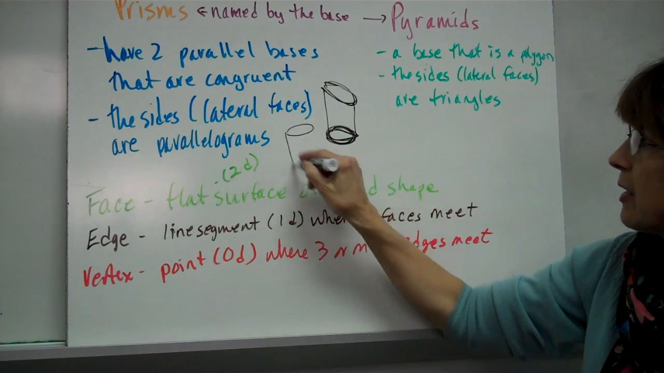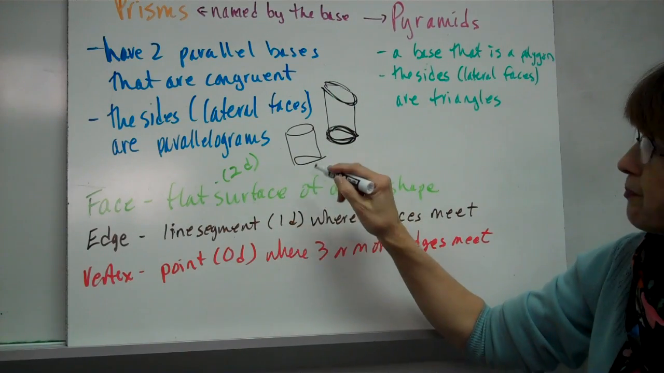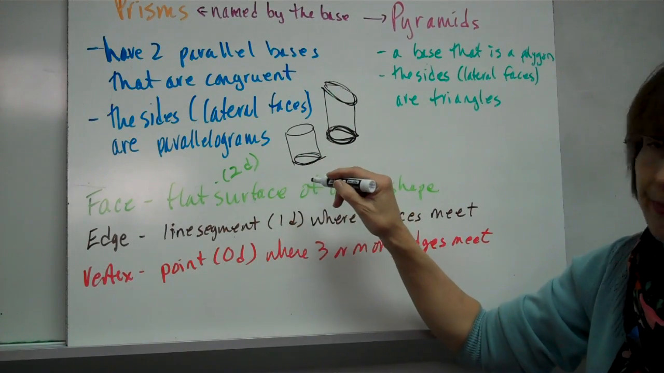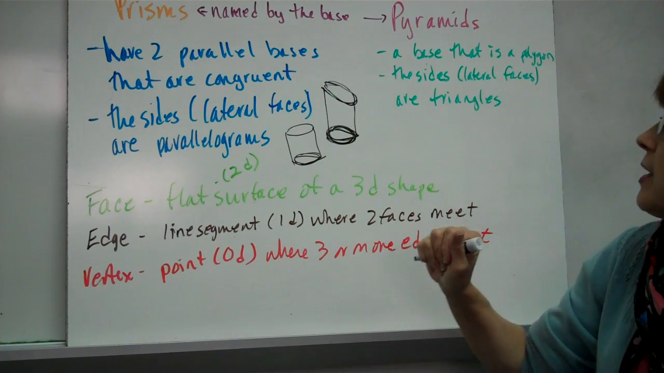Okay, so you don't like something like this. We call that, of course, a cylinder. Or you could call it a circular prism. Okay, so those are prisms.